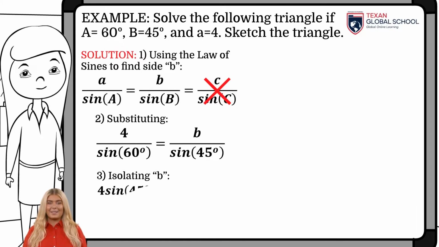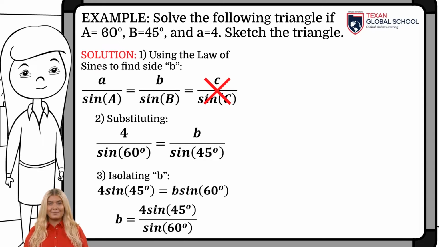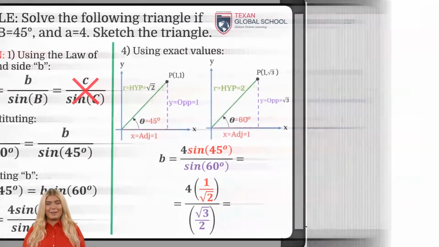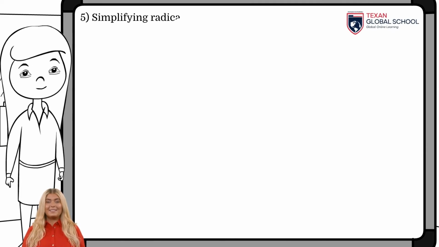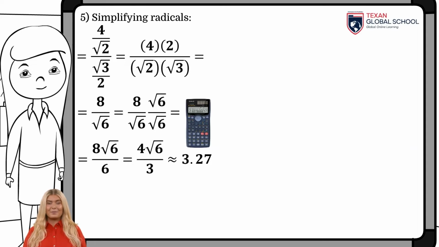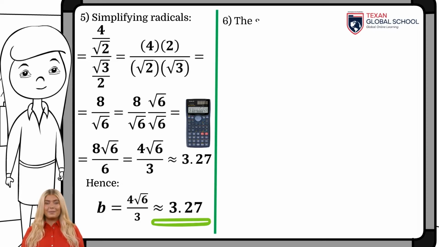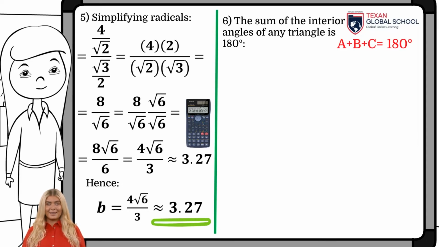Hence, by isolating the variable, it results that b equals 4 times the sine of 45 degrees over the sine of 60 degrees. Recall from previous classes the exact values of the triangles of 45 and 60 degrees. The sine of 45 degrees is 1 over the square root of 2, since it is opposite leg over hypotenuse. The sine of 60 degrees is the square root of 3 over 2. Then, expand the radicals and simplify. In this way, it results that b equals 4 times the square root of 6 over 3. Using the calculator, b is approximately equal to 3.27.